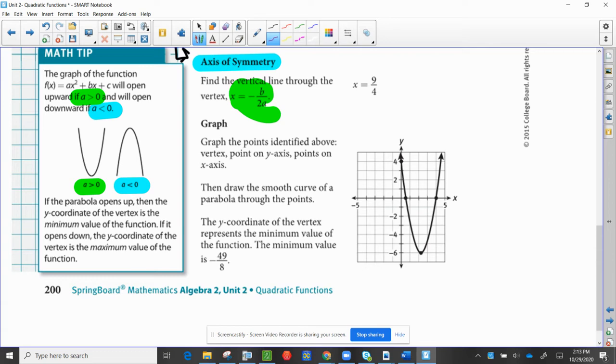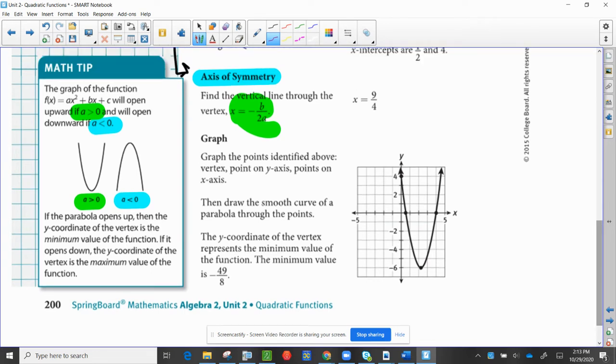The other thing that I want to point out really quick is how a graph will open. It's either going to open up or down. If it's opening up like a cup, that means the arrows are facing up in both directions. If it opens down like a frown, that's what it's going to look like. We can tell if something's going to open up or down based on the a value, that first leading coefficient. If that leading coefficient is positive, it's going to open up. If it is negative, it opens down.